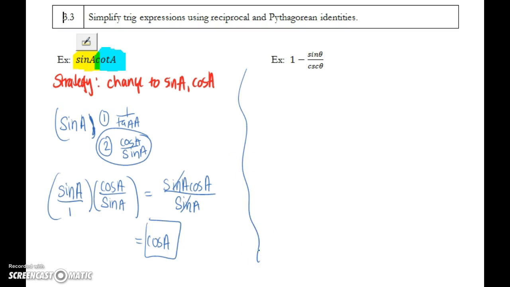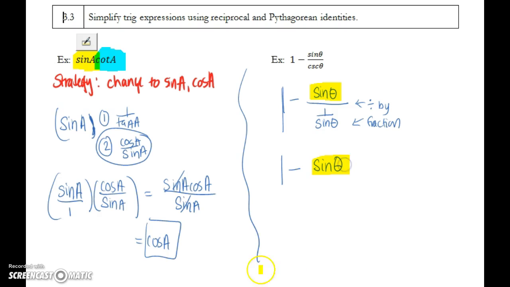Let's look at our second example. We're going to use the same strategy. So we have 1 minus sine theta, and the only substitution that we really have for cosecant is 1 over sine theta. Now notice we are dividing here by this fraction. And so when we're dividing by a fraction, we're going to change it to multiplying by its reciprocal. Let's leave the 1 alone. Let's leave the minus alone. Let's leave the sine theta from the numerator alone. So let's just color code. That sine of theta is right there.